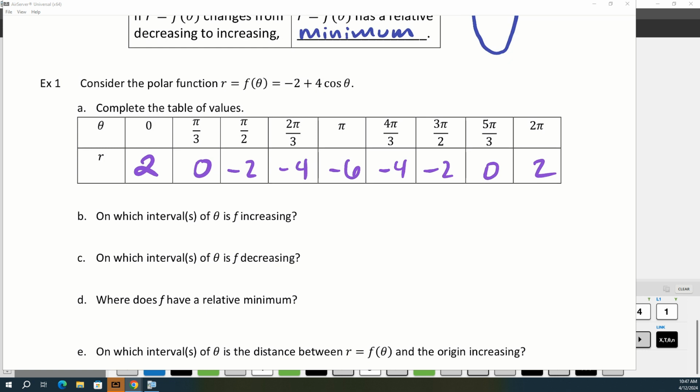Okay. And so this first question is not asking if the distance is increasing. It's asking about the function, if the function values are this r. So on what intervals is the function increasing, or are the r's getting bigger and bigger and bigger? Between what and what? Yes, this is increasing.